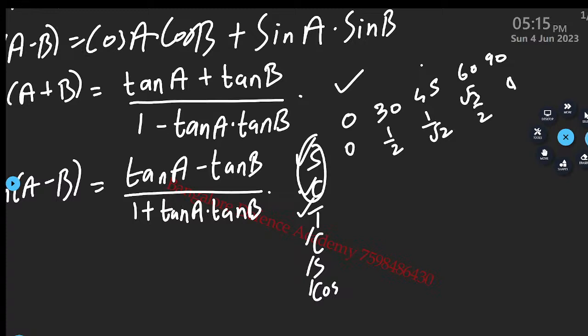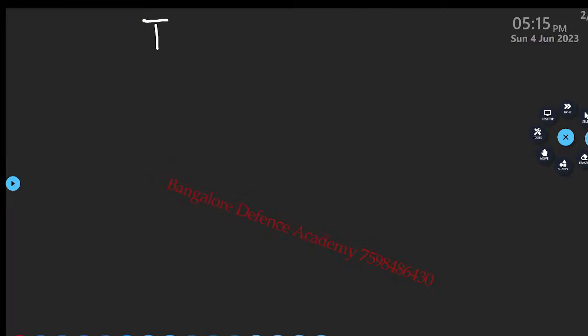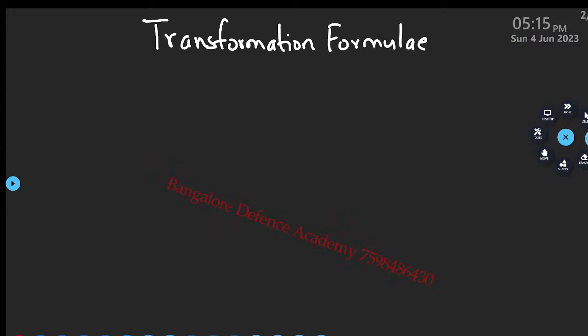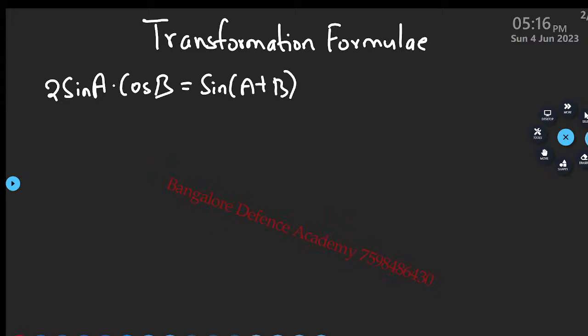Okay, now we will do a little higher level question, that is in your 11th. There are some trigonometrical formulas. Take it down. The first formula here, transformation formulae. Write down quickly. The first formula here: 2 sin A cos B is equal to sine of A plus B plus sine of A minus B.